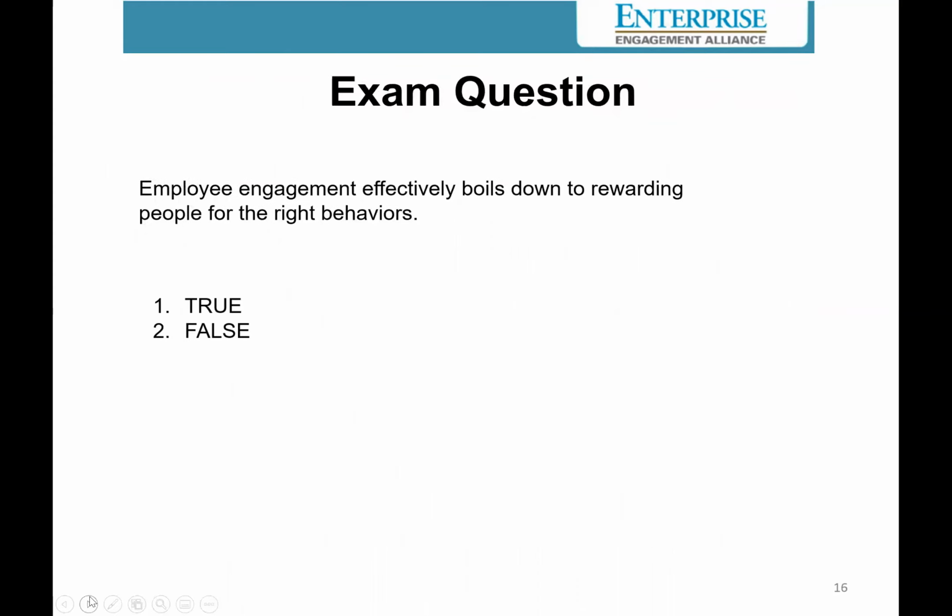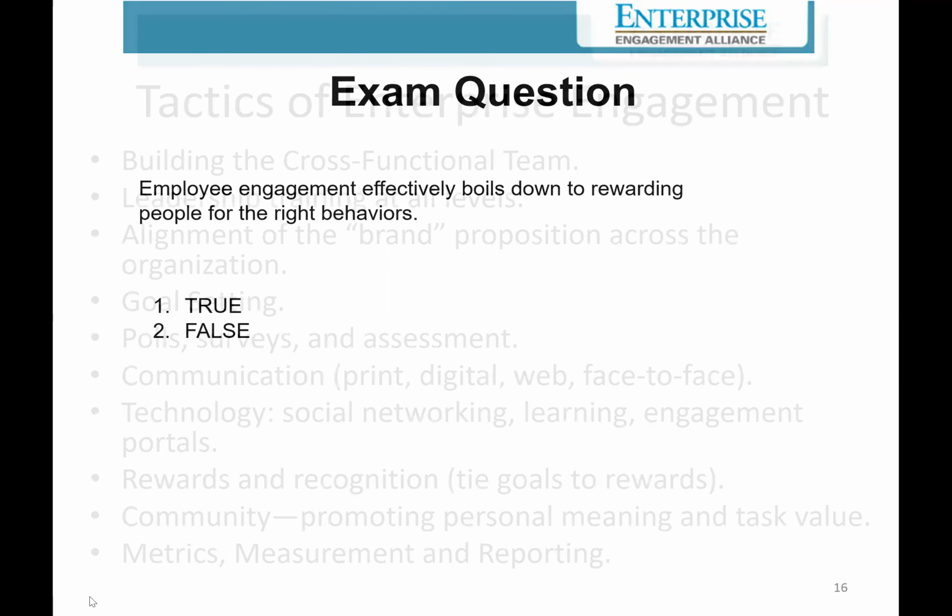So a simple question might be, employee engagement effectively boils down to rewarding people for the right behaviors. That's about the trickiest question. That's the type of tricky question you'll get. We're going to ask you things that are old adages that aren't true because it's ridiculous. And you all know that employee engagement depends upon a lot more than rewards. Those help, but they're only part of the package.